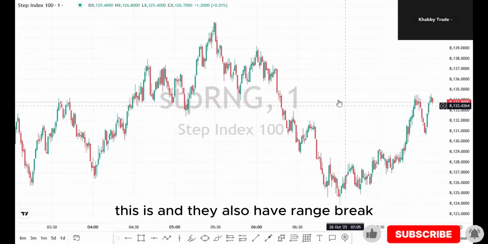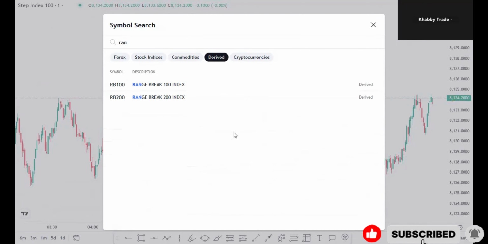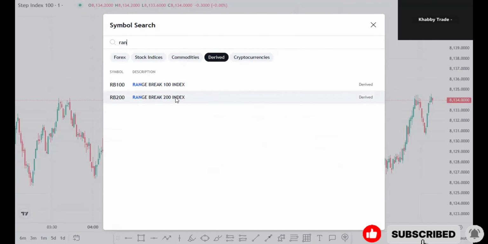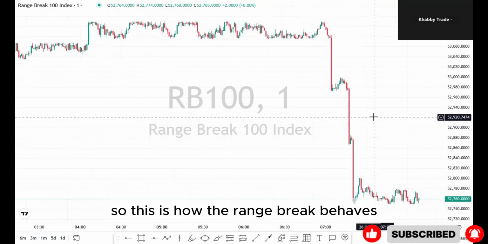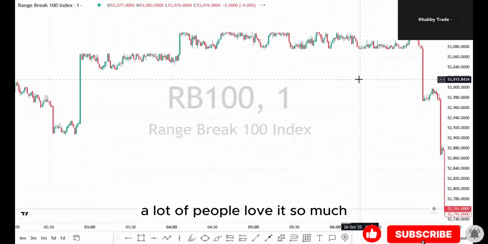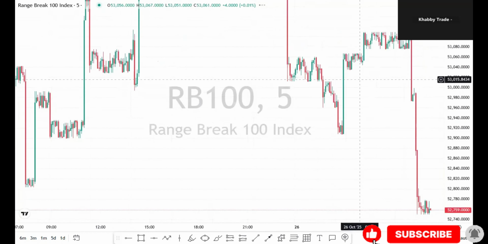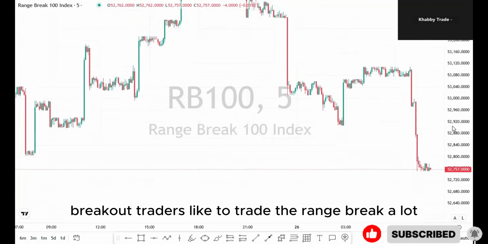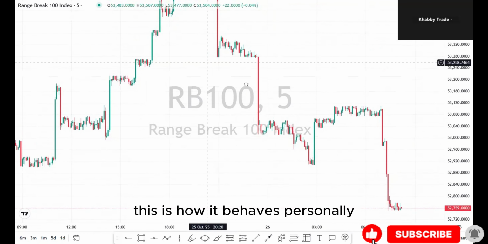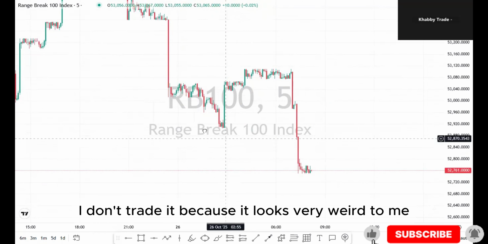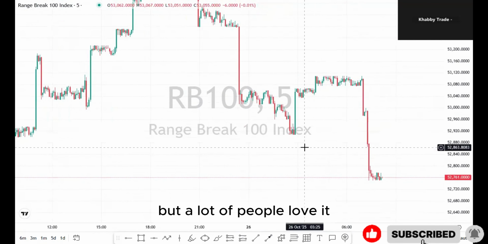And they also have Range Break. So you can see Range Break 100, Range Break 200. So this is how the Range Break behaves. A lot of people love it so much because of its unique behavior. Breakout traders like to trade the Range Break a lot. This is how it behaves. Personally, I don't trade it because it looks very weird to me, but a lot of people love it.